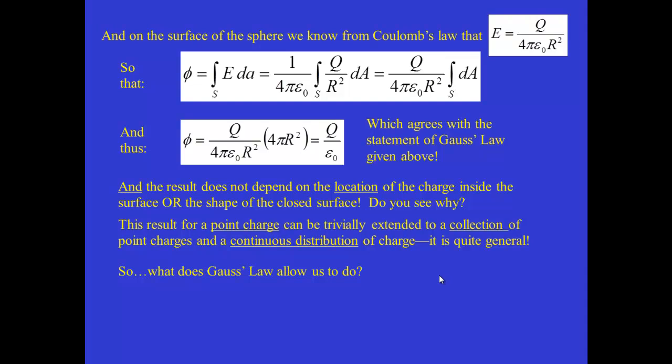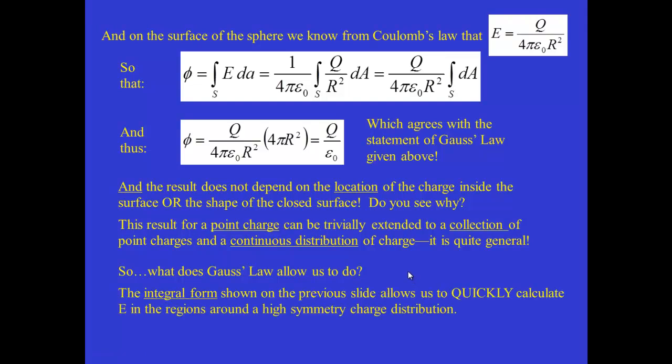So what does Gauss's law allow us to do? And I'll just say a couple of things here. The basic idea is that the integral form, which is what I showed on the previous slide, allows us, when we have a high symmetry charge distribution, to quickly calculate the electric field in the regions around it. That's clearly going to require some examples for me to flesh out, so please take a look at your textbook, look at the examples in there, and then I'll do another example in class.